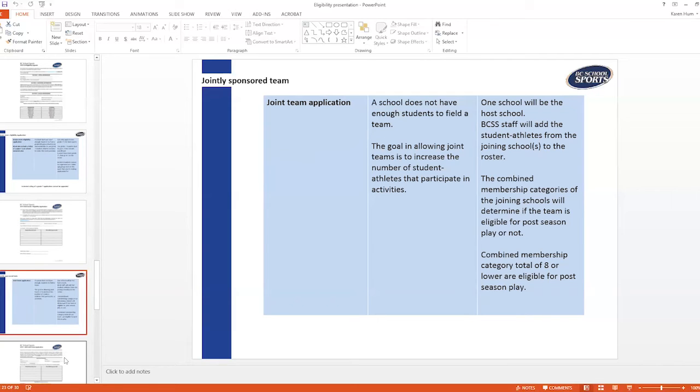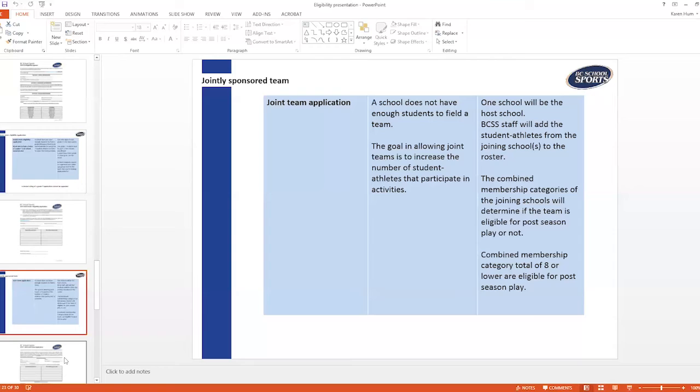However, to ensure that we're maintaining the competitive balance, there is a restrictor on the 2 schools that join with respect to their membership category. So the size of the school will determine if the team can participate in postseason play. So the application is always going to get approved. It'll be whether they can play postseason play or not.